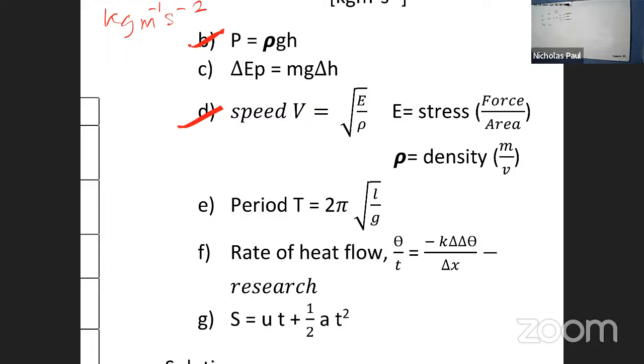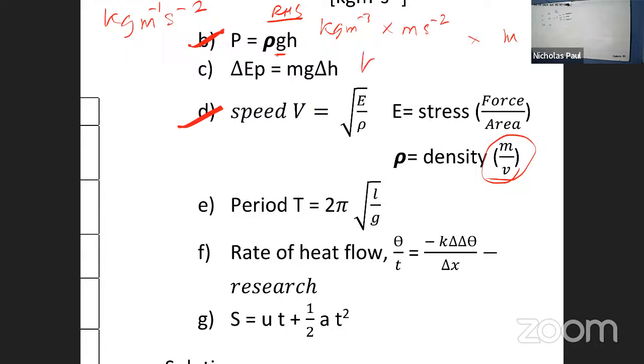Right, and let's check out the right hand side now. The right hand side density is what? Mass over volume. So that's kg m to the minus 3, multiplied by gravity, m s to the minus 2, multiplied by height z.